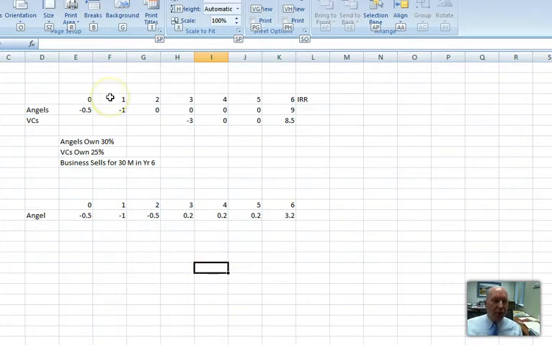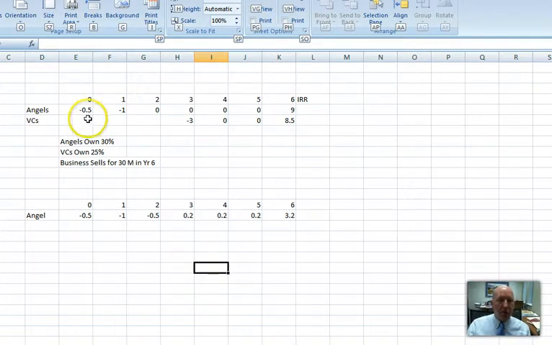You can see in the first example, I've got, again, some angels and some VCs that are in on the investing. I'm going to give you just a real quick Reader's Digest version of the deal so that we don't take up a lot of time with details that won't necessarily help us work the IRR.